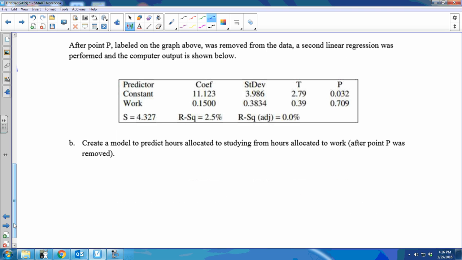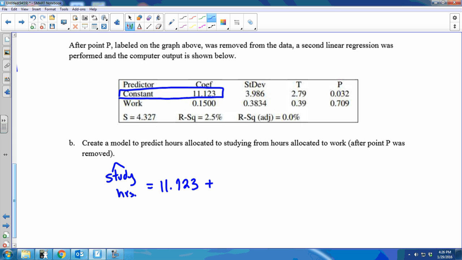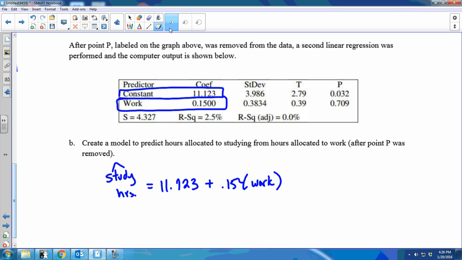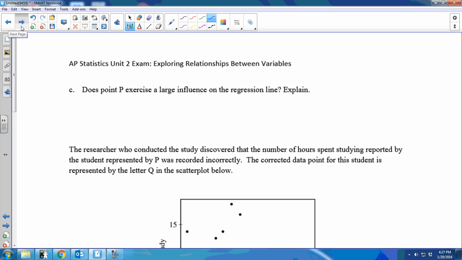So if we can do another one, we have study hours hat equals the y-intercept, 11.123, plus the slope times work. And then the question continues.